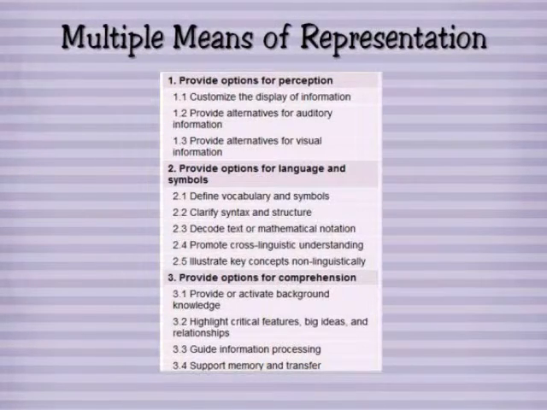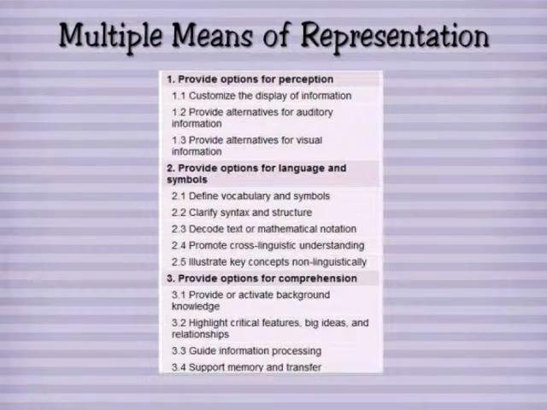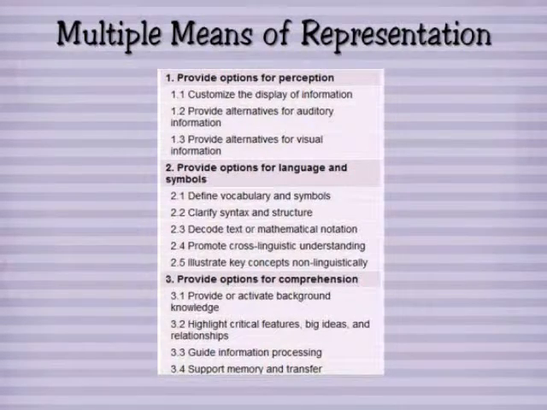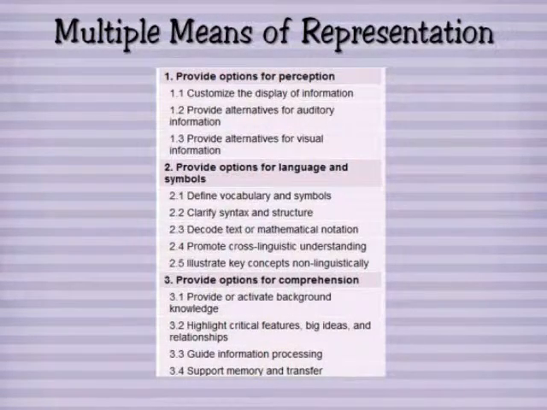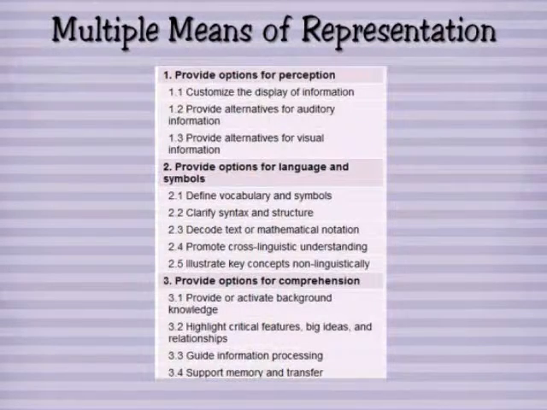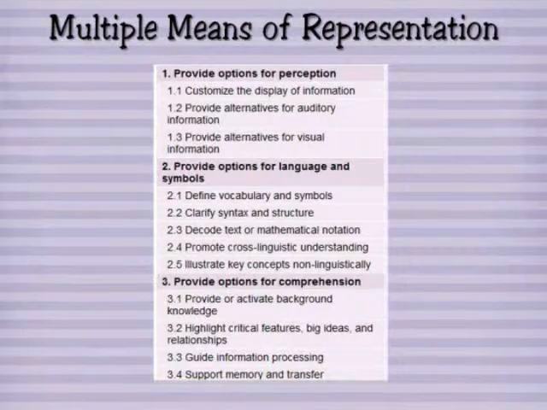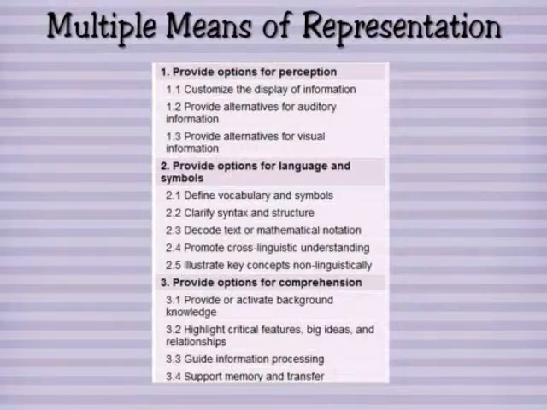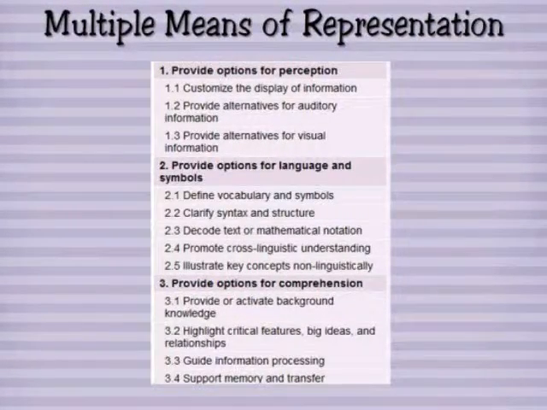The second guideline is to provide options for language and symbols. As not every student knows the exact same vocabulary, including graphs to illustrate the definitions of vocabulary is necessary to ensure all students are being exposed to it. The same is true for symbols. Therefore, using several options of language and symbols is necessary. The third guideline for this principle is to provide options for comprehension. Designing and presenting information in a way that activates prior knowledge and connects relationships is important for comprehension.